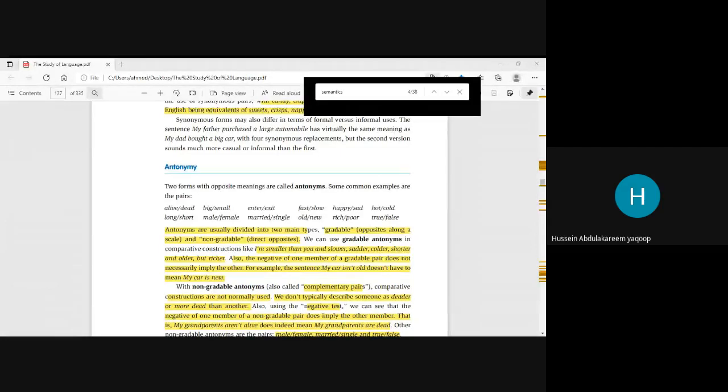This laptop is black, that means it isn't white. When I say this wall is pink, which means it is not green. I can say this picture is small, which means that it isn't large.